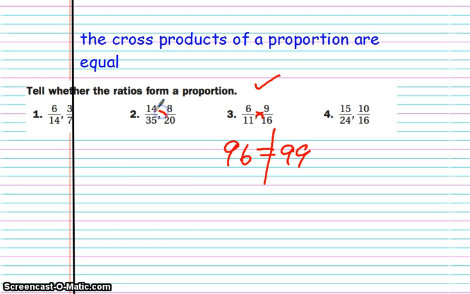All right, again, if we look at this one, it's very simple. I'm doing these in my head, but 14 times 20 is 280. And we know that 8 times 30 is 240, plus 8 times 5 is 40. That is also 280. So if we were trying to decide if these ratios form a proportion, yes, these do, no, these don't.